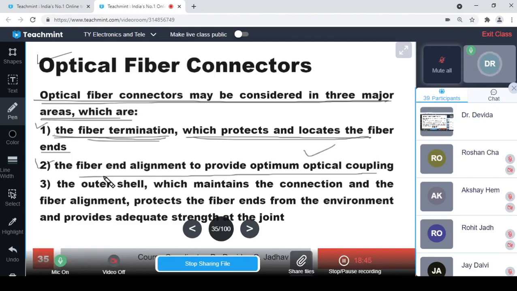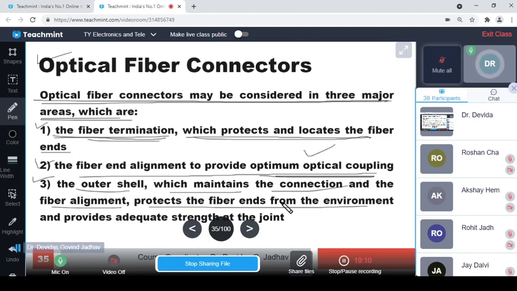And the second area is end alignment. Two fibers are there. The end alignment is provided to have the optimum optical coupling in between the fibers. And third is the outer shell, which maintains the connection and the fiber alignment, protects the fiber ends from the environment and provides adequate strain relief to the joint.